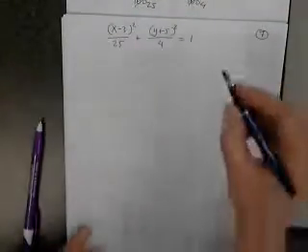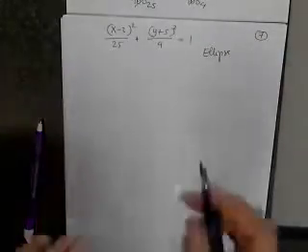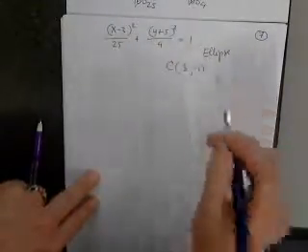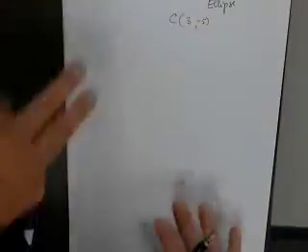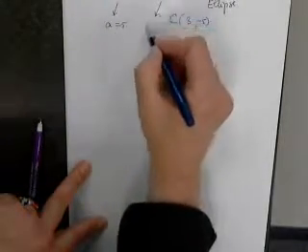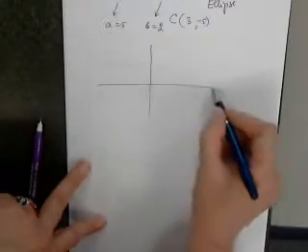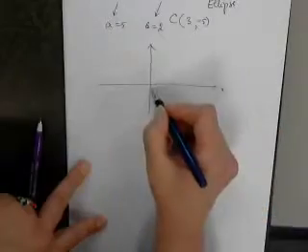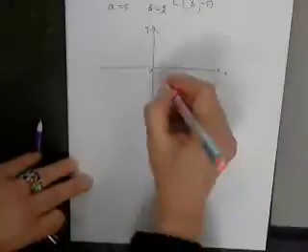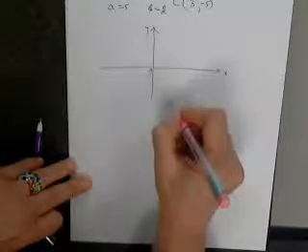This ellipse is not centered at the origin, but it's centered at, perfect, (3, negative 5). So A is 5 and B is 2. Three comma negative 5: 1, 2, 3, 1, 2, 3, 4, 5. Here's the center.